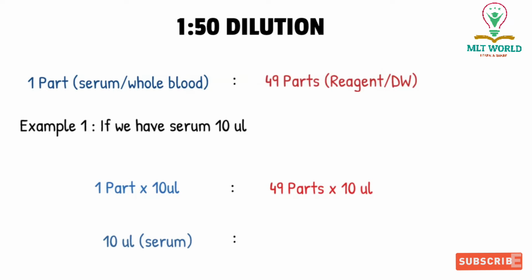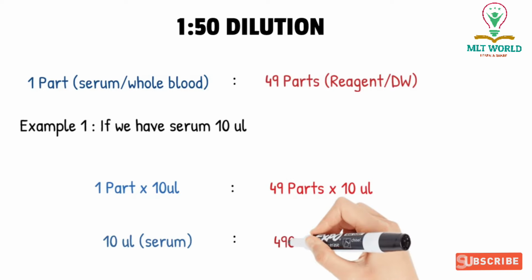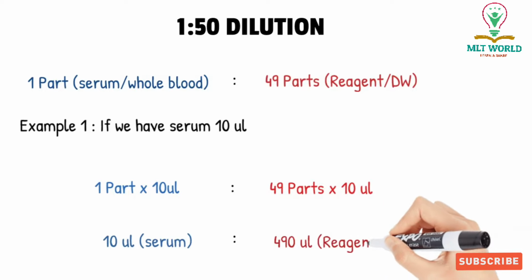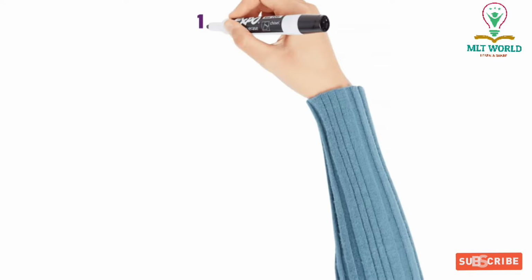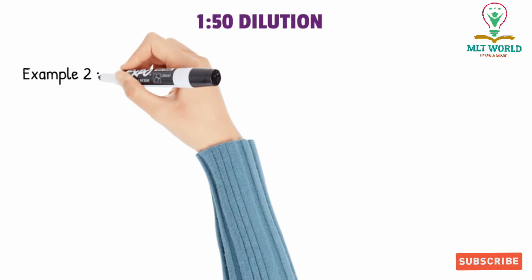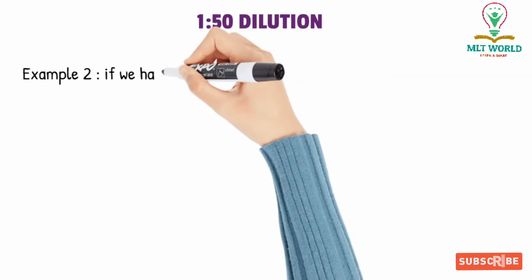And how much reagent do we need? 49 multiplied by 10 microliter, it will be 490 microliter. It means we need 490 microliter of reagent, or the solution in which we are going to dilute the sample. Sometimes diluting solutions come with the kit also.